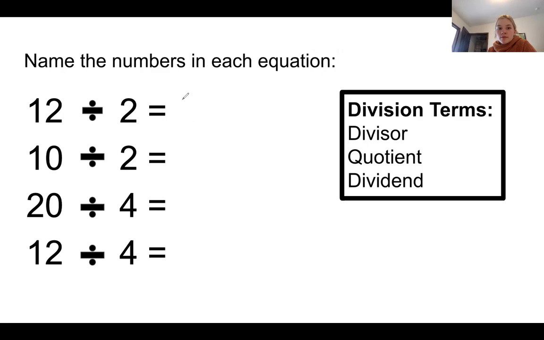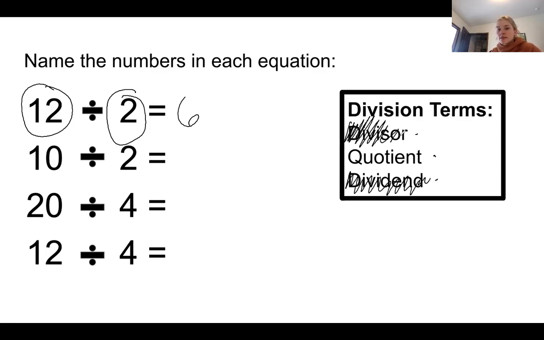Okay. So naming these numbers in our division number sentences. 12 would be our divisor, quotient, or dividend. Yes, 12 would be our dividend. How about our 2? The one kind of like the Fruit Ninja. It's going to chop up our biggest number into little pieces. Yeah, that's the divisor. And then lastly, our number 6 would be the quotient. That is our answer to our division problem.